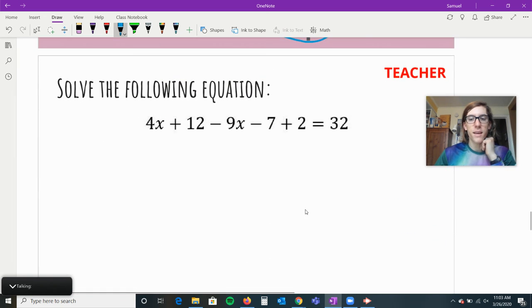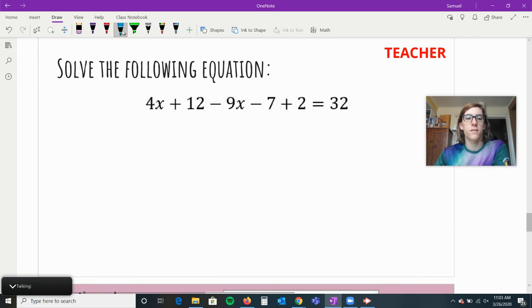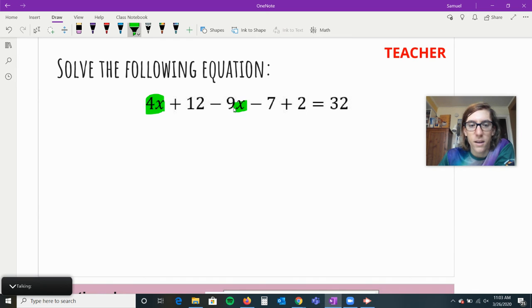Okay, all right, and last example together. See if we can do this one a little bit trickier, right? Just each time getting a little bit trickier. So let's mark this thing up. I've got an x term here. I've got an x term here.